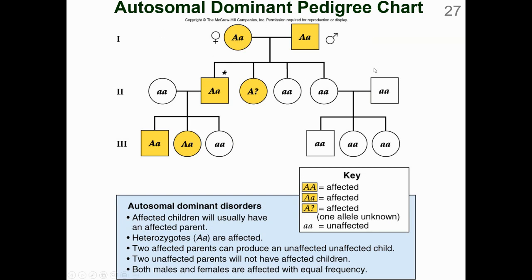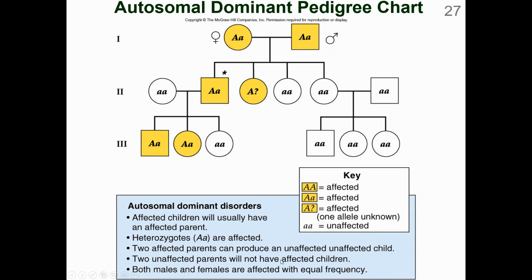For an autosomal dominant pedigree, the first thing that should jump out at you is how many individuals have this. So lots of affected individuals, both male and female. Affected children will usually have affected parents. Heterozygotes are affected, so we see it frequently because the heterozygote's not protecting them. Having the dominant allele is what causes it. It doesn't protect, and it masks the recessive or the healthy allele.